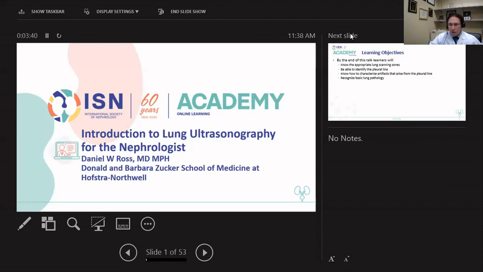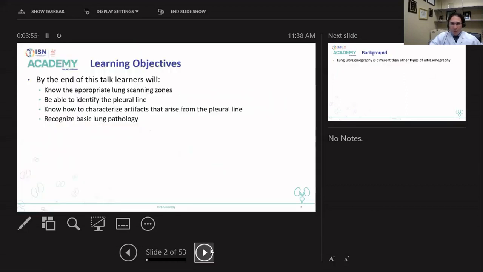This is an area that I feel very strongly and passionately about, and I hope that by the end of this, you will feel just as strongly. The learning objectives for today are that by the end of this talk, you'll know the appropriate lung scanning zones, be able to identify the pleural line, know how to characterize artifacts that arise from the pleural line, and be able to recognize basic lung pathology.